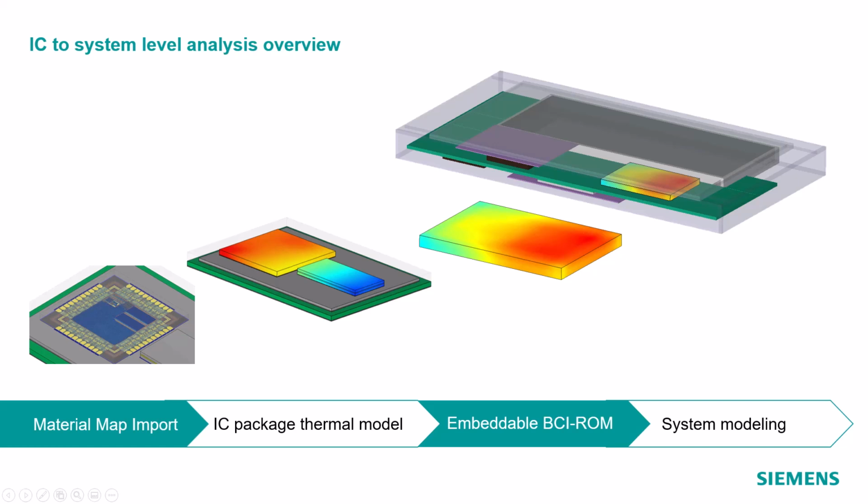To incorporate this into a system level workflow, I'll export as an Embeddable BCI-ROM. Embeddable BCI-ROMs represent an automated approach to reduced order modeling that captures all of the thermal behavior of the IC and external boundary faces, but obfuscates all internal geometry and material data and is impossible to reverse engineer. It is an ideal technology to fulfill supply chain requirements from IC chip vendors to system-level integrators by enabling accurate 3D CFD thermal analysis. I then import and simulate the Embeddable BCI-ROM in a system-level smartphone model in Simcenter Flotherm.